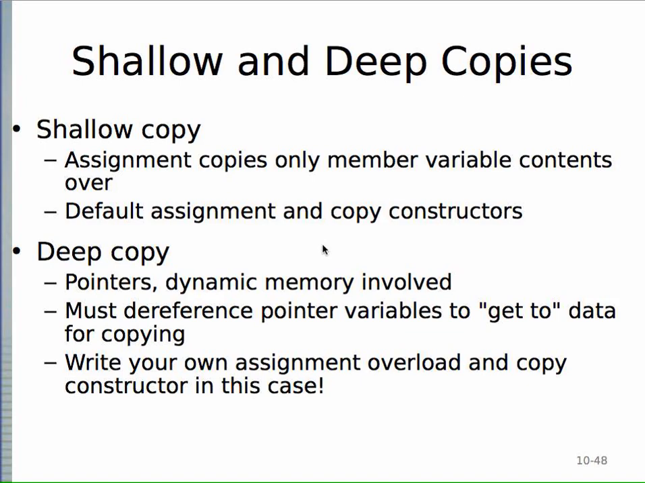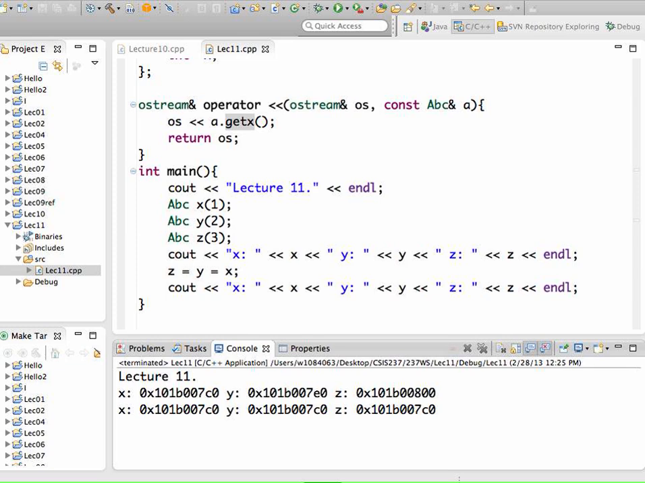In the last video we saw why we would want to write our own overloaded assignment operator. Mainly the problem was once you use pointers, dynamic memory, once you have these things involved in a class, then you will want to avoid situations where you have shallow copies. So let me just take a look at what we saw before.